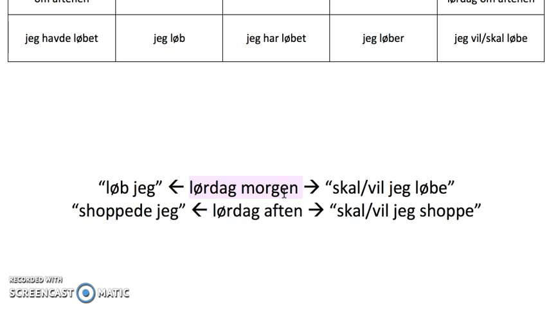Lørdag morgen could be a term, it just means Saturday morning. And it's the same in English. Saturday morning, we don't know if it was last Saturday morning I did something or next Saturday morning I will do something. And the way we then tell whether it's past or future is of course by using either past tense for our verbs or using the future tense for our verbs.